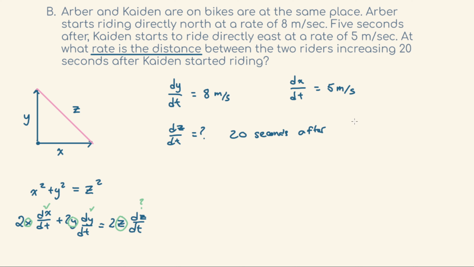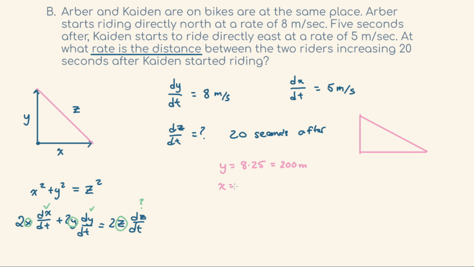So if we draw a little new triangle here, let's say this is 20 seconds after they started riding. This is 20 seconds after Caden started riding, which means 20 seconds plus 5 seconds, because Arbor started riding 5 seconds before Caden did. So Arbor's been riding for 25 seconds. And if he's going 8 meters per second, then y is just 8 meters per second times 25 seconds, which comes out to 200 meters.